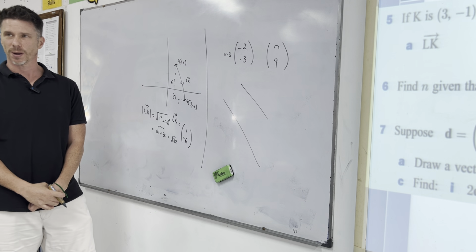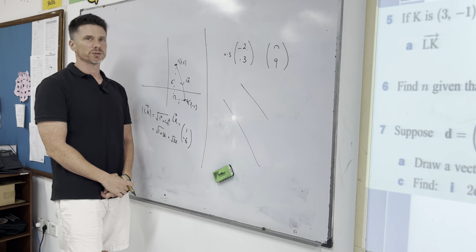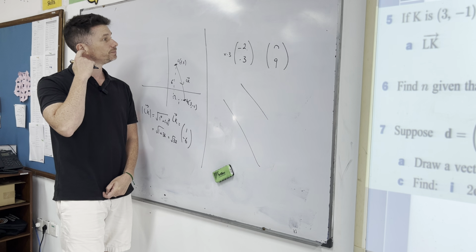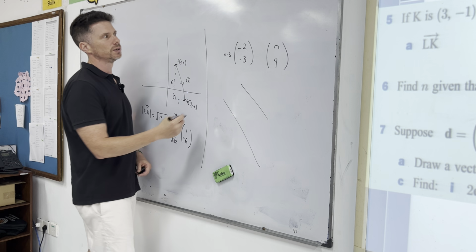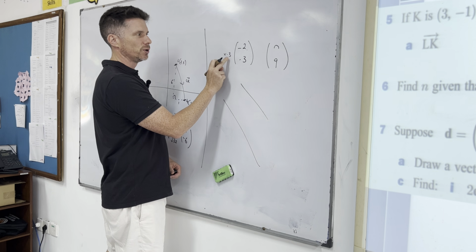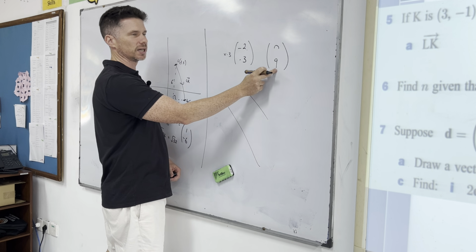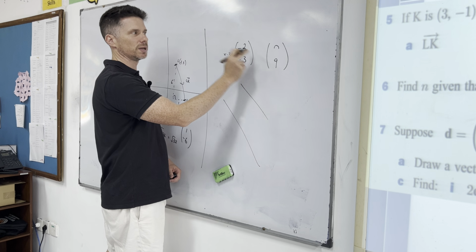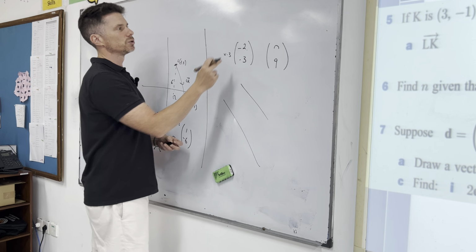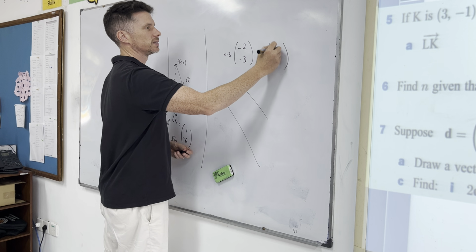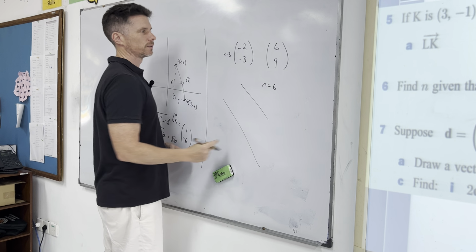Well, if they're parallel, one is just a multiple of the other. It's just longer in a different position. So I can see that if I multiply this one by -3, I get 9. So that means this one must also be multiplied by -3. So the answer here is 6. N must be 6 from a multiplication.